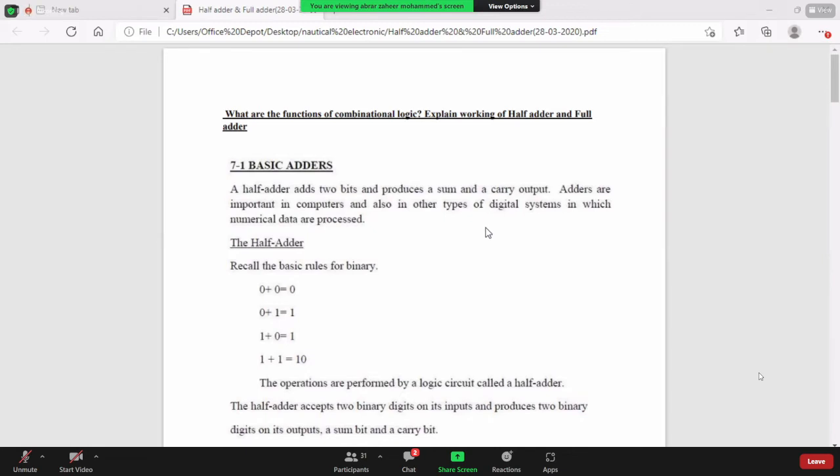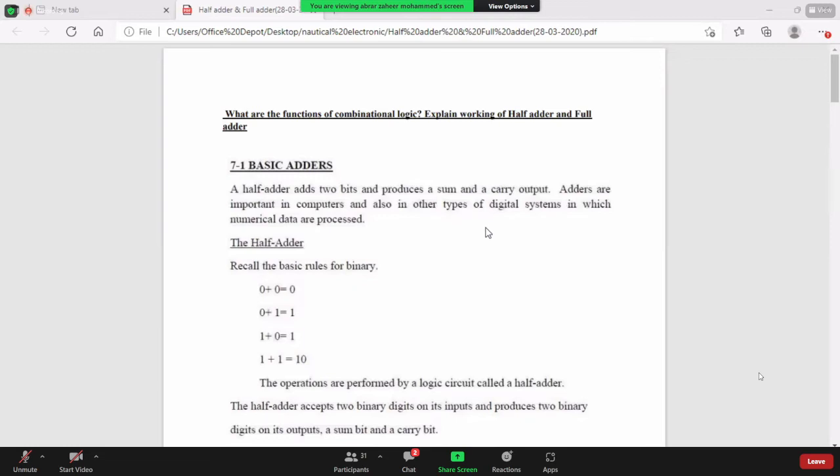What is the adder circuit? The adder is used to add two binary digits. What is the half adder? A half adder adds two binary bits and produces a sum and a carry output. And these adders are important in computers and also in other types of digital systems in which numerical data is to be processed.